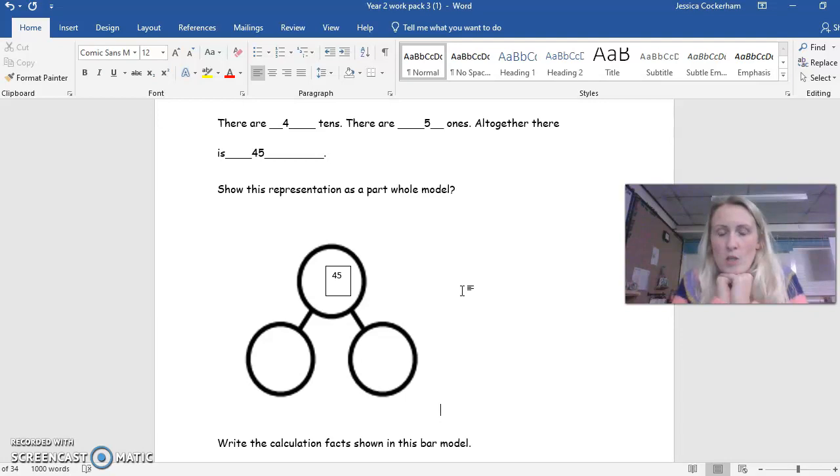I don't want you just doing a 4, because is that showing me 40? How could you show me 40 in there? Have a think how you could show me 40 in the part-whole model. This is our whole number, and these are our parts, aren't they? We've got 2 parts that equal 1 whole. Have a go at doing that.